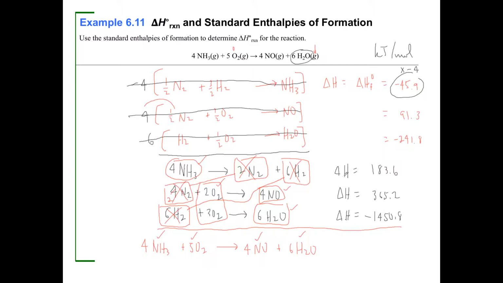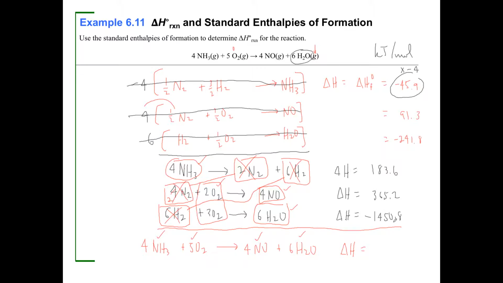Okay? Now, I'm just going to add these guys up because I took these, did the same thing to the enthalpies that I did to the reactions themselves. And so the change in enthalpy of the reaction is going to equal the sum of all those things. So I'm going to take the minus 1450, and I'm going to add 183.6, and I'm going to add 365.2. Okay, and I get minus 902.